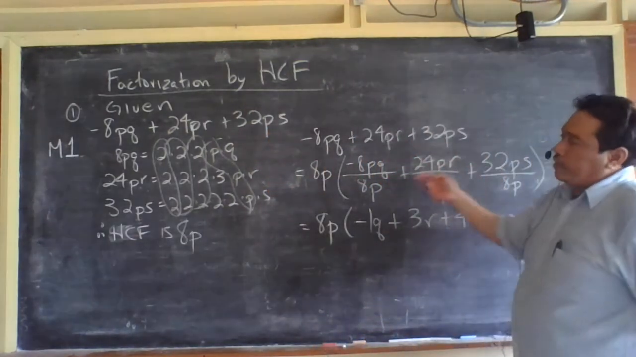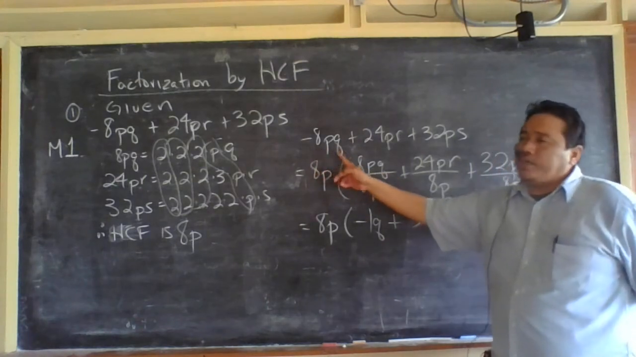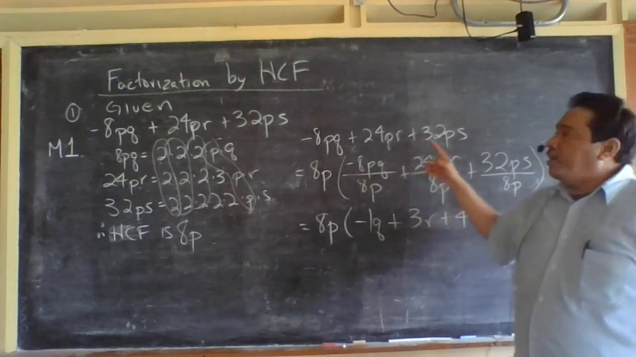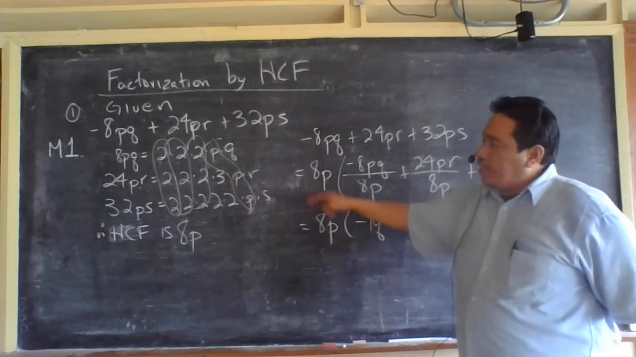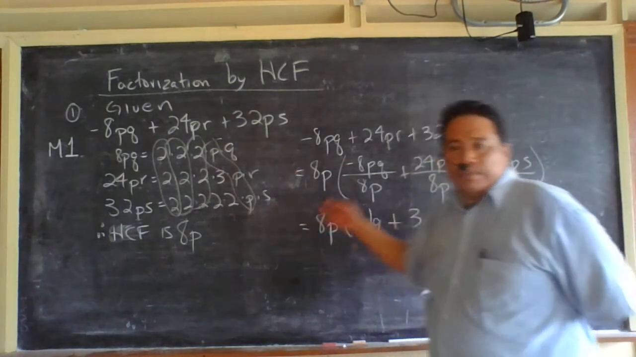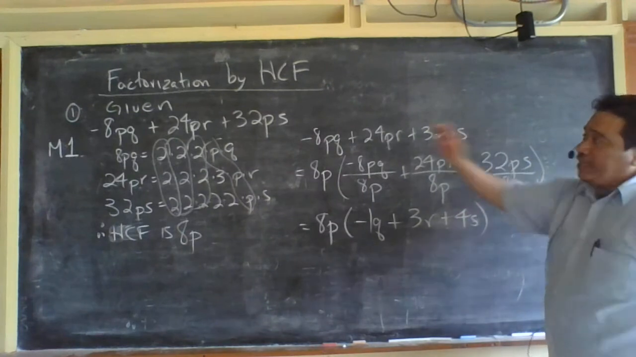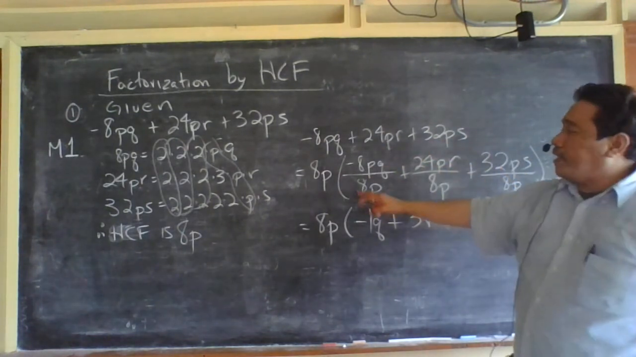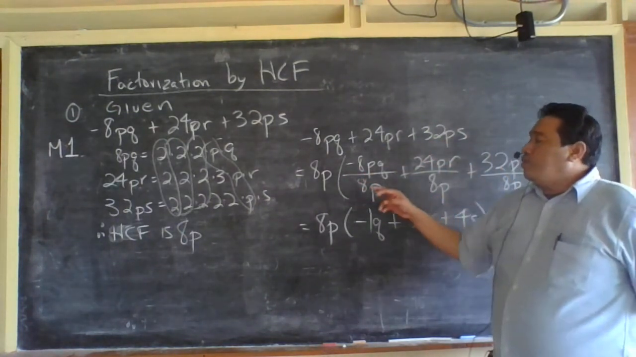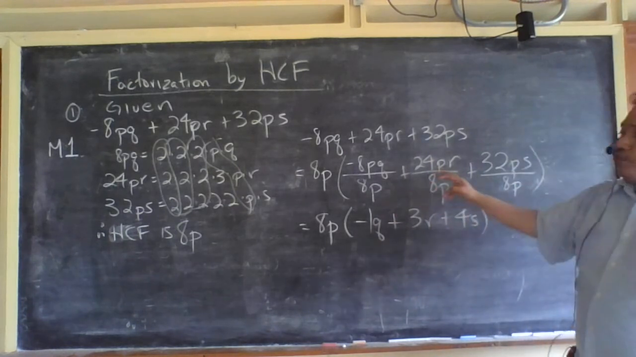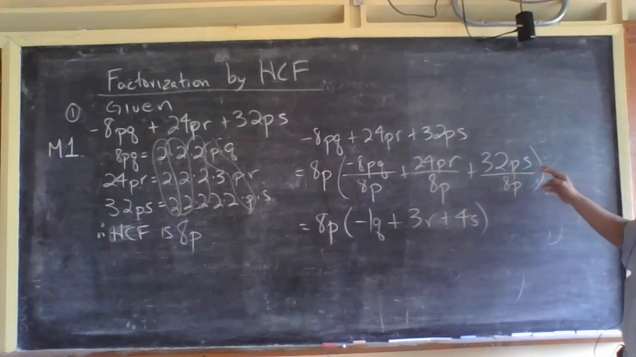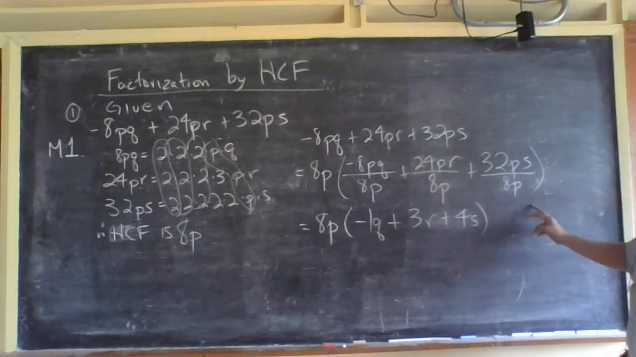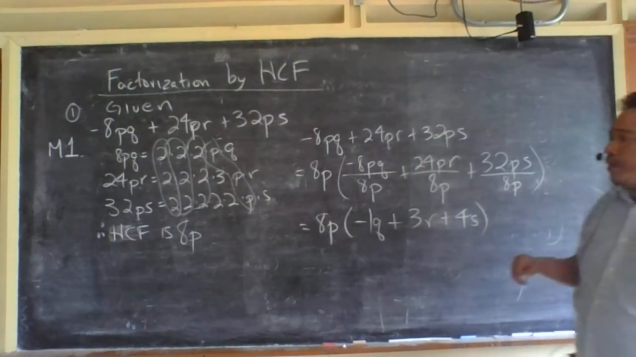So we rewrite the question: negative 8PQ plus 24PR plus 32PS equals, I take out the HCF which is the 8P and I divide each of them by that. So open bracket negative 8PQ over 8P plus 24PR over 8P plus 32PS over 8P, close the bracket. Remember to close that bracket.